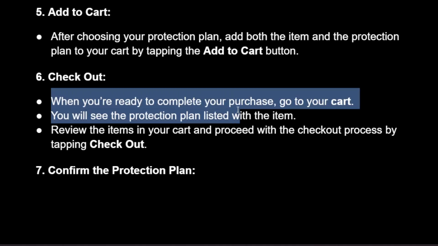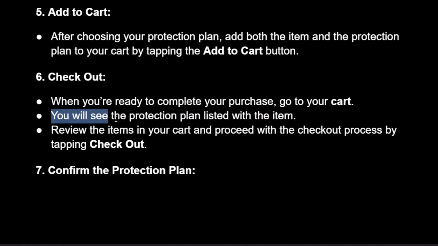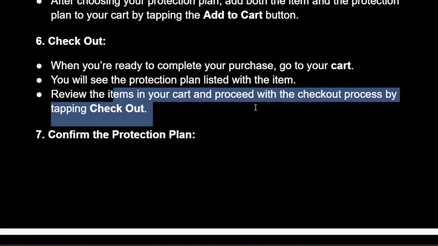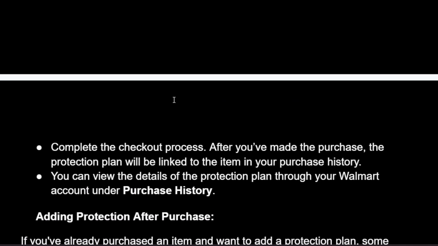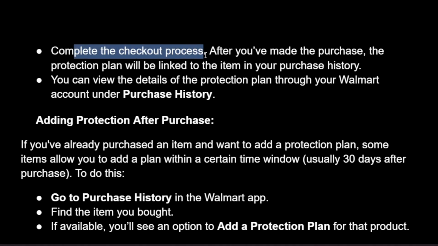Checkout. When you're ready to complete your purchase, go to your cart. You will see the protection plan listed with the item. Review the items in your cart and proceed with the checkout process by tapping Checkout. Confirm the protection plan. Complete the checkout process.